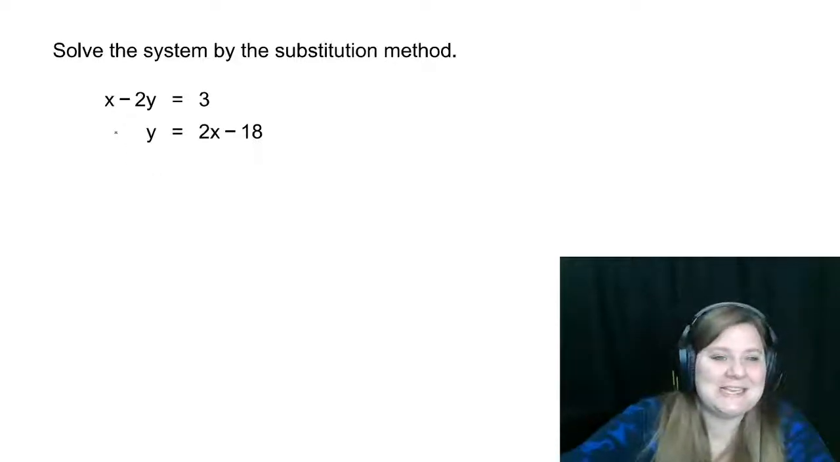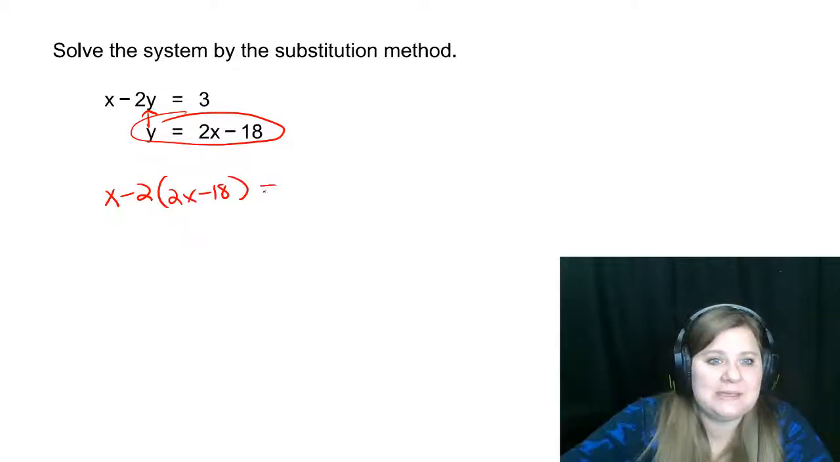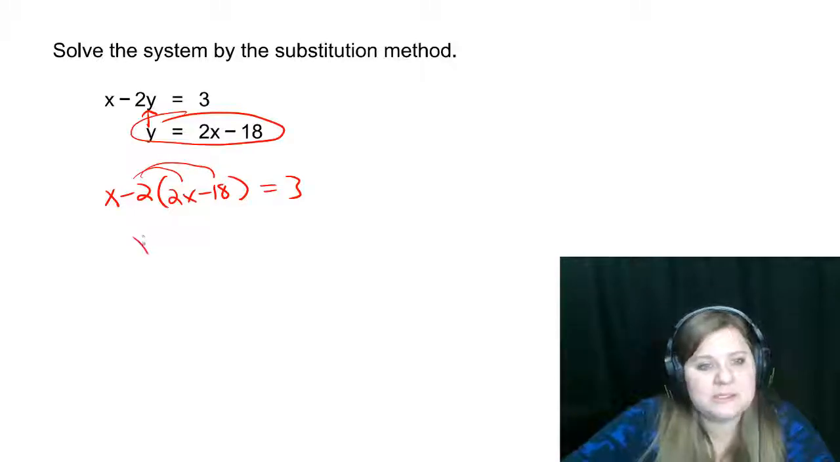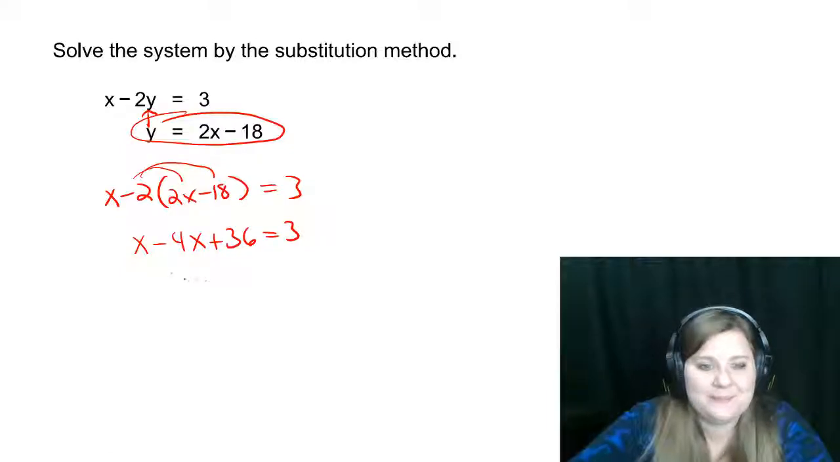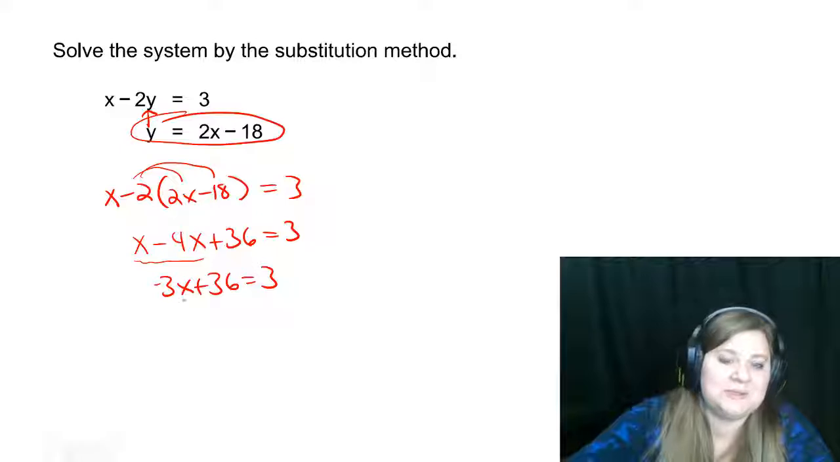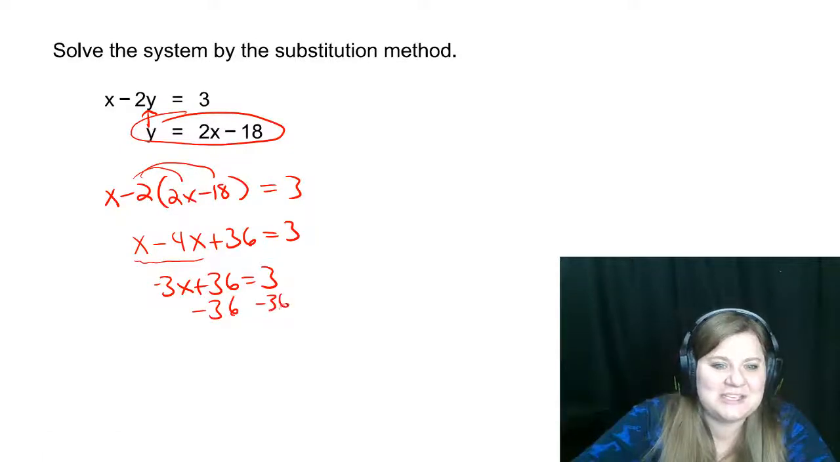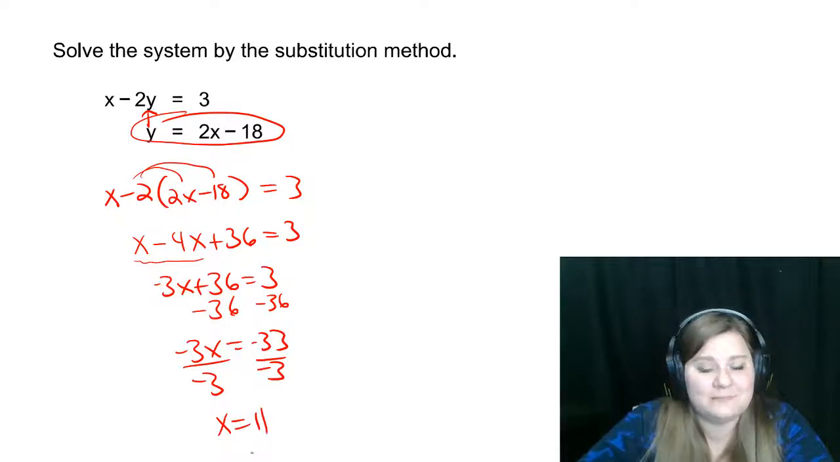So in this case, they've already solved for y. So I'm going to substitute that in. x minus 2 times (2x minus 18) equals 3. I need to distribute the negative 2, and do notice that that negative comes with the 2. So this is x minus 4x plus 36 equals 3. I combine like terms, I get negative 3x plus 36 equals 3. I subtract 36, negative 3x equals negative 33. I divide by negative 3 and I get x equals 11.